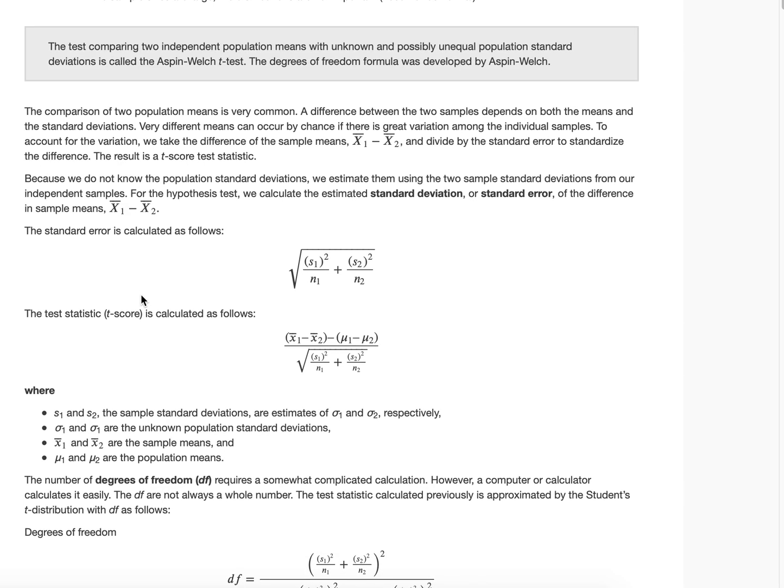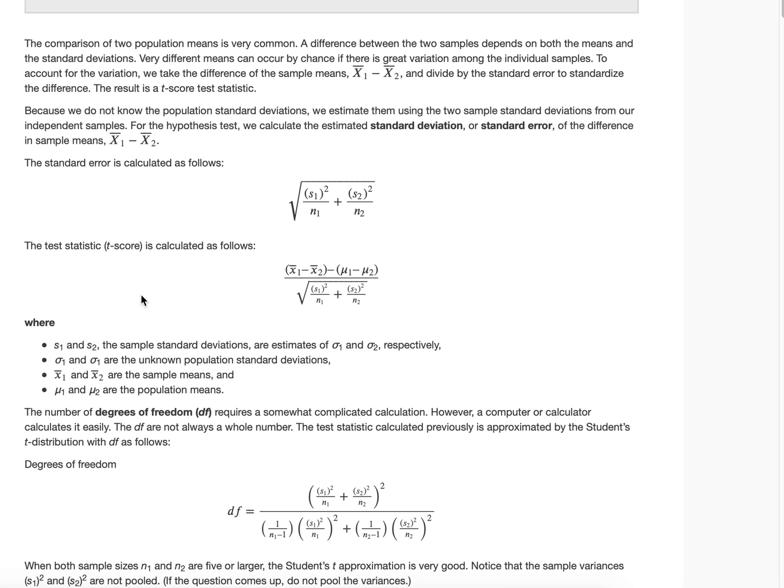The test that's going to compare the two independent population means with unknown and possibly unequal standard deviations is called the Aspin-Welch t-test. We typically are just going to call this a t-test. And the degrees of freedom formula gets its name from Aspin-Welch. So we would use this test when I have two groups with population means and I have an unknown or unequal standard deviation between those two groups. That's when we do this.